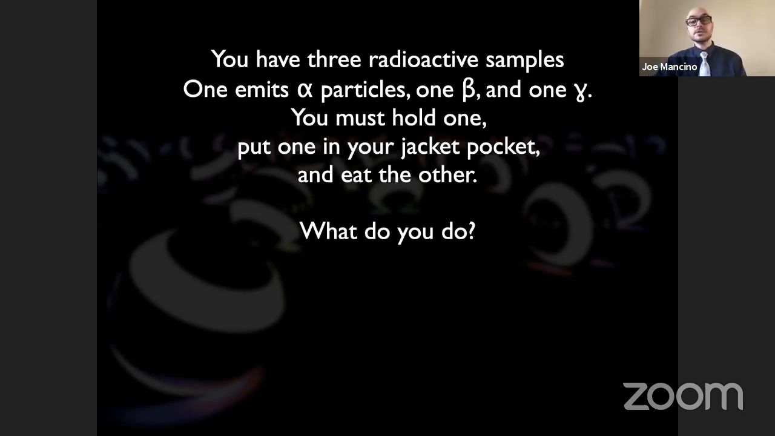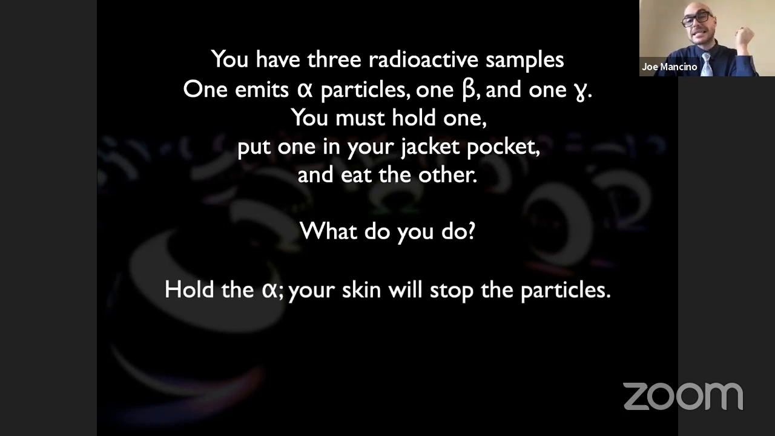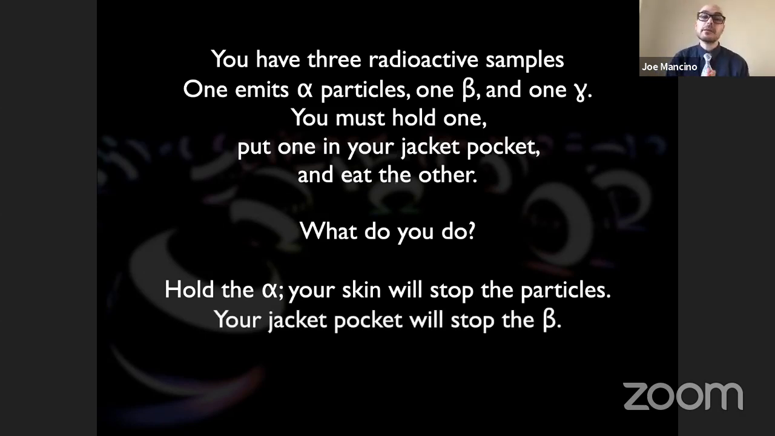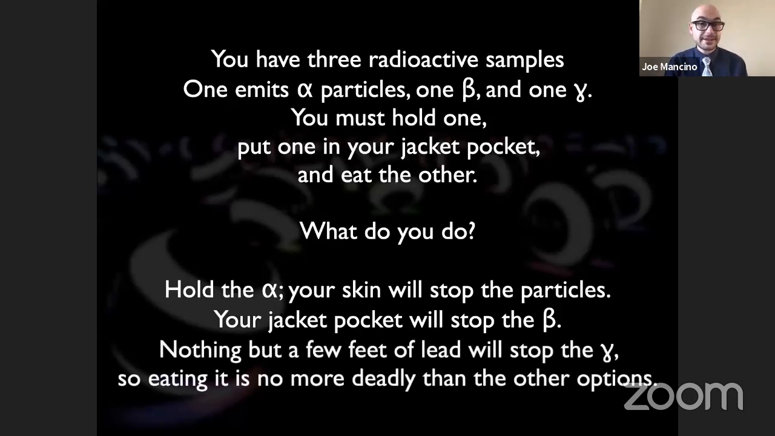Okay, so good news. You can hold the alpha particle. Your skin is enough to stop alpha radiation. If you have a sample emitting alpha particles, your skin will stop the particles from entering your body. Good news, your jacket pocket is enough to stop those beta particles getting into your body and causing any trouble. And well, nothing but a few feet of lead is going to stop those gamma particles anyway. So actually eating it is no more deadly than any of the other options.